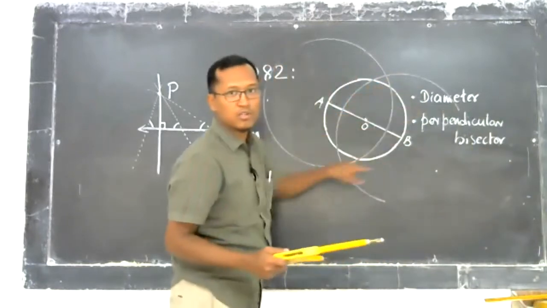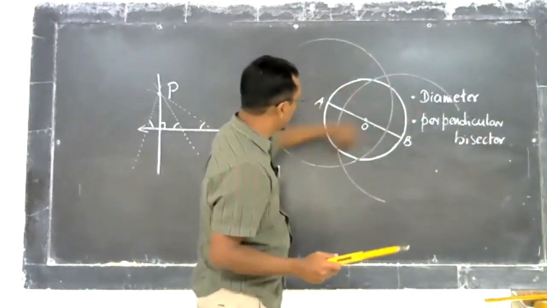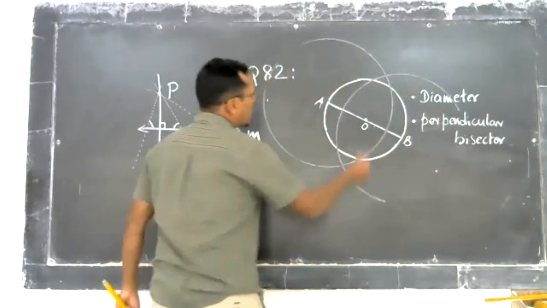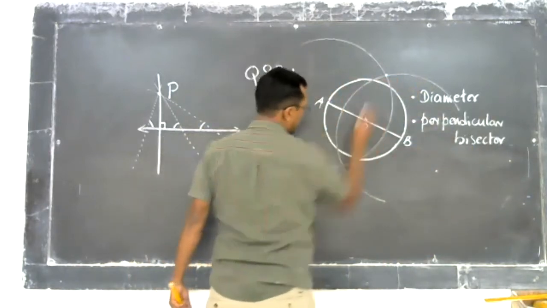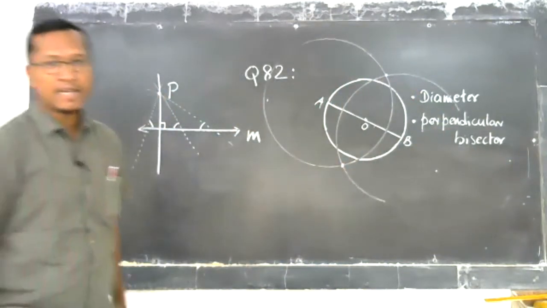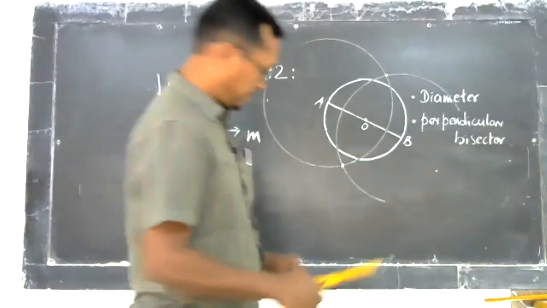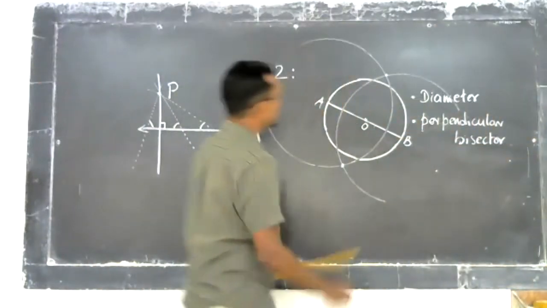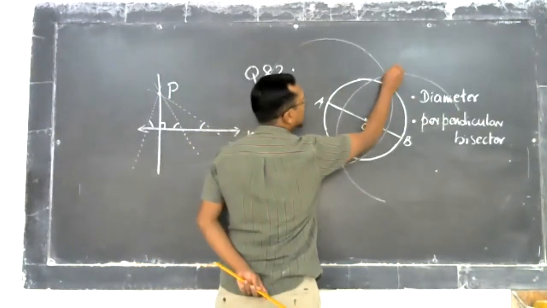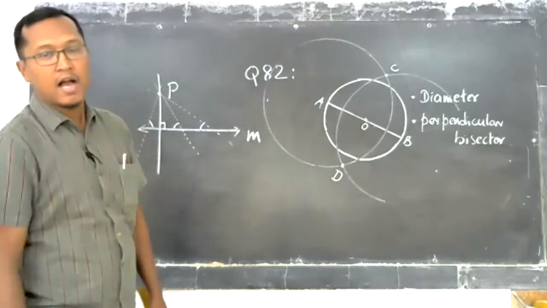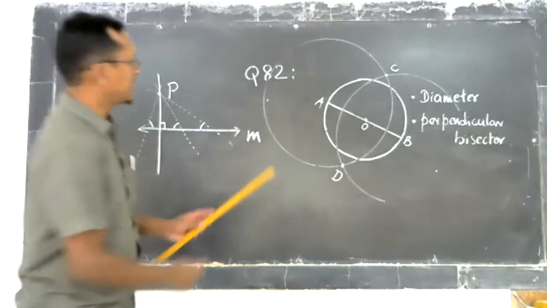I'll leave this a little incomplete. I will not draw the full circle, but you can imagine there's one circle here and one circle here. So now what I am interested in is these 2 points where the circles meet. If I connect them, what do I get? The perpendicular bisector. Exactly. If I connect C and D, I will get a perpendicular bisector.